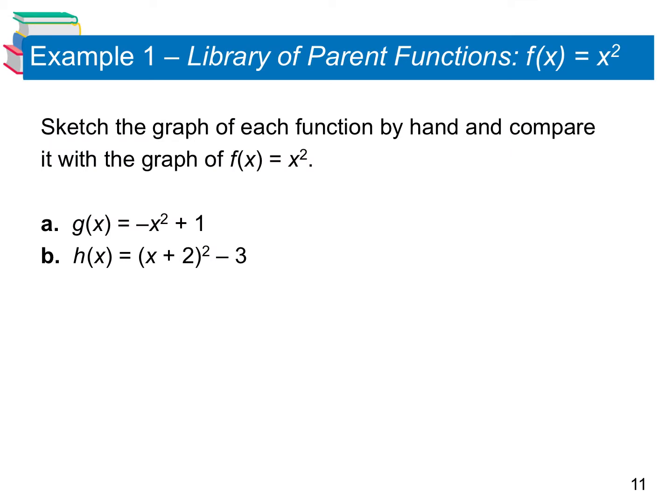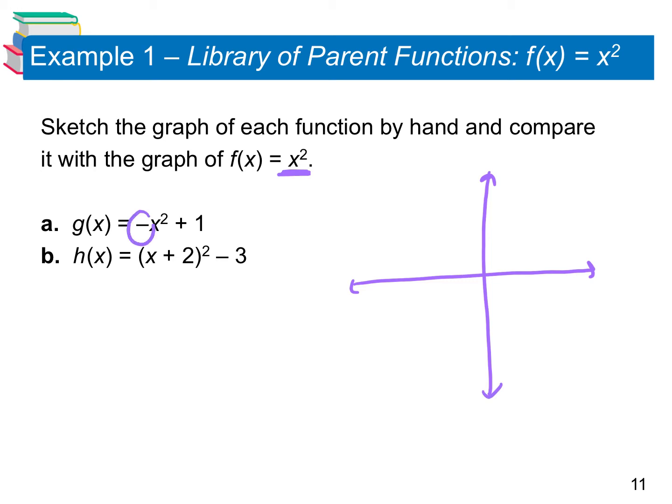So we need to sketch the graph of each function by hand and compare it with the graph of f(x) = x squared. So x squared is our parent function, that's just our basic parabola. In A and B, our parabola shifts and reflects. So just a rough sketch here.